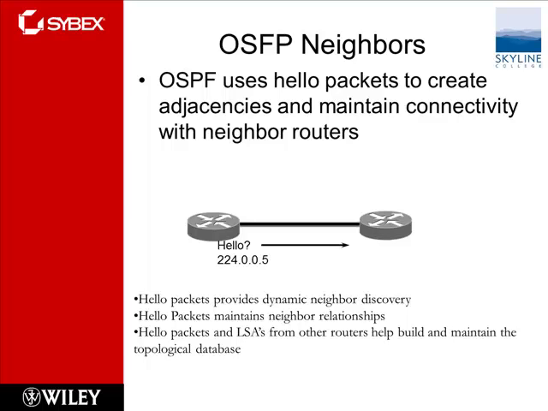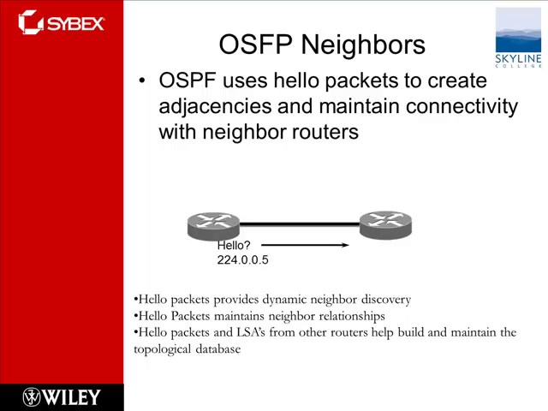Adjacency is just kind of like neighbors. It's kind of like the autonomous system neighbors. Adjacencies are routers that know about each other. Hello packets provide dynamic neighbor discovery and maintain neighbor relationships.